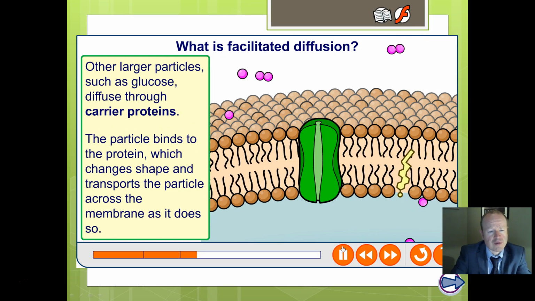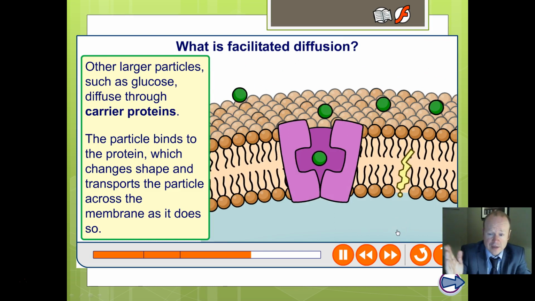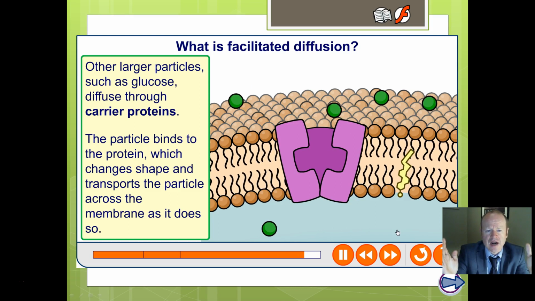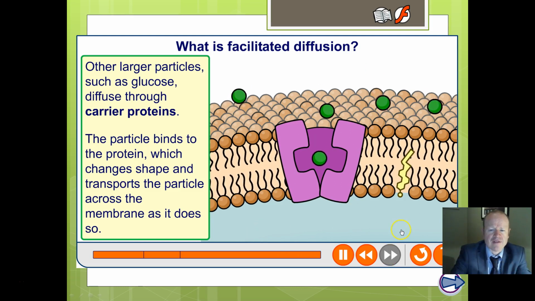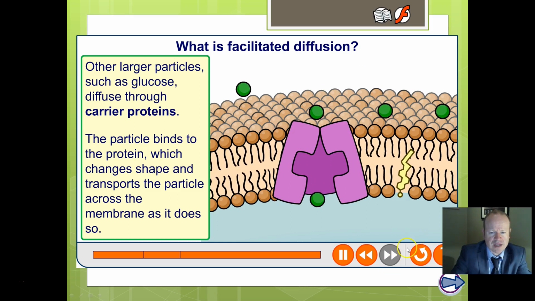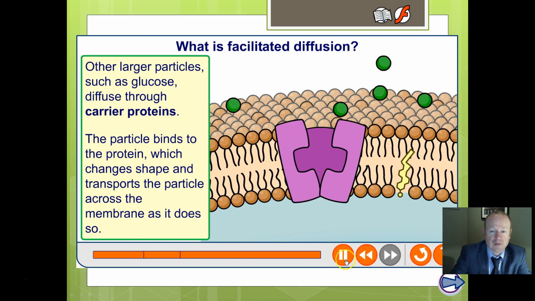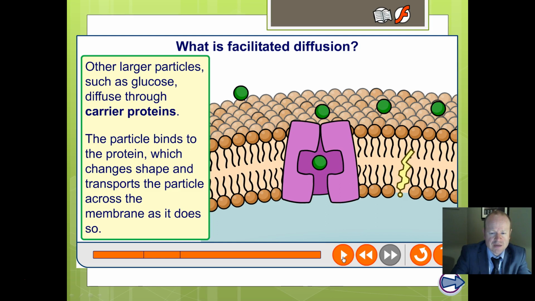Finally, the third thing we're thinking about is carrier proteins. Different from channel proteins, where there's a channel or a pore, carrier proteins bind to a particular particle they're trying to bring in, and then they change shape. So let's watch this one again. Here we've got our carrier protein, the big pink thing. The molecule that we're trying to pass through joins with that protein. It changes shape.